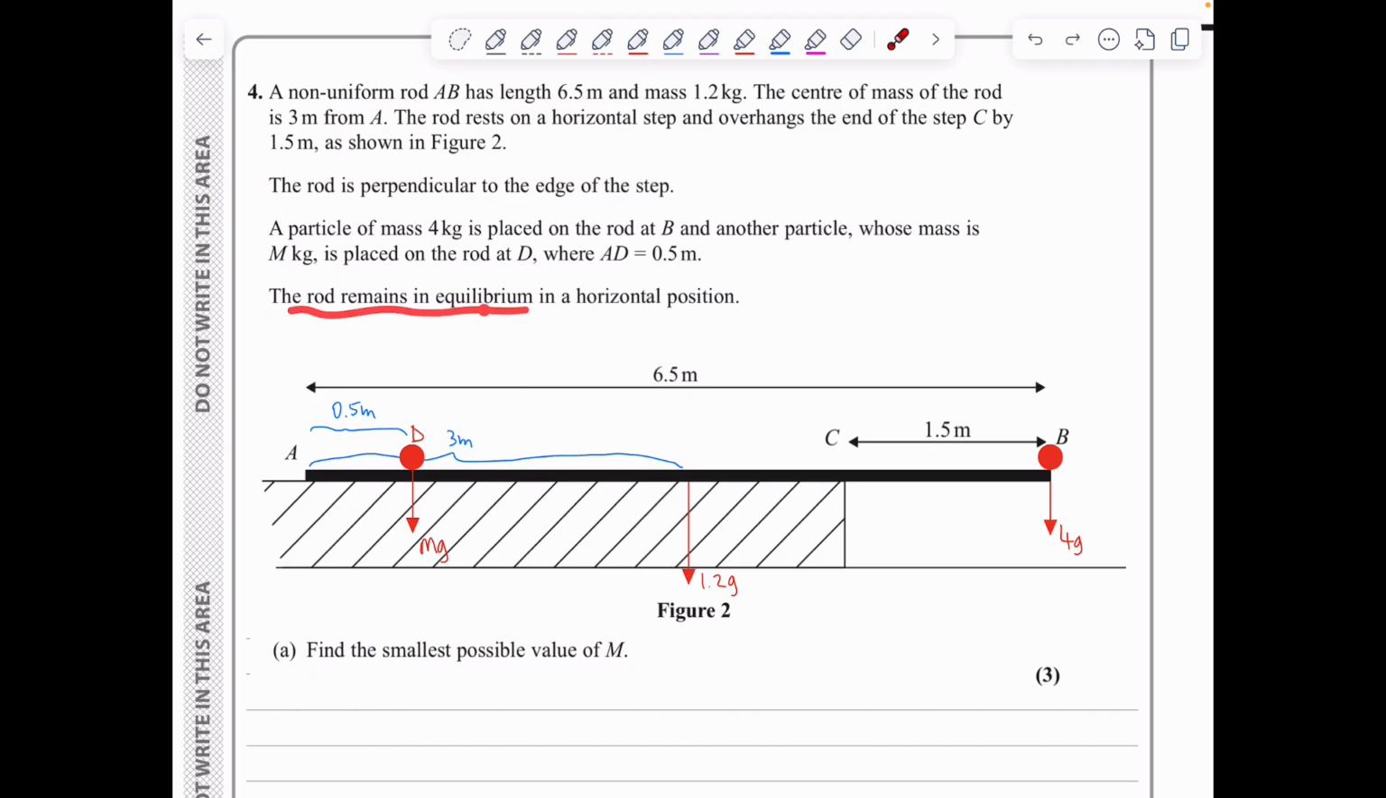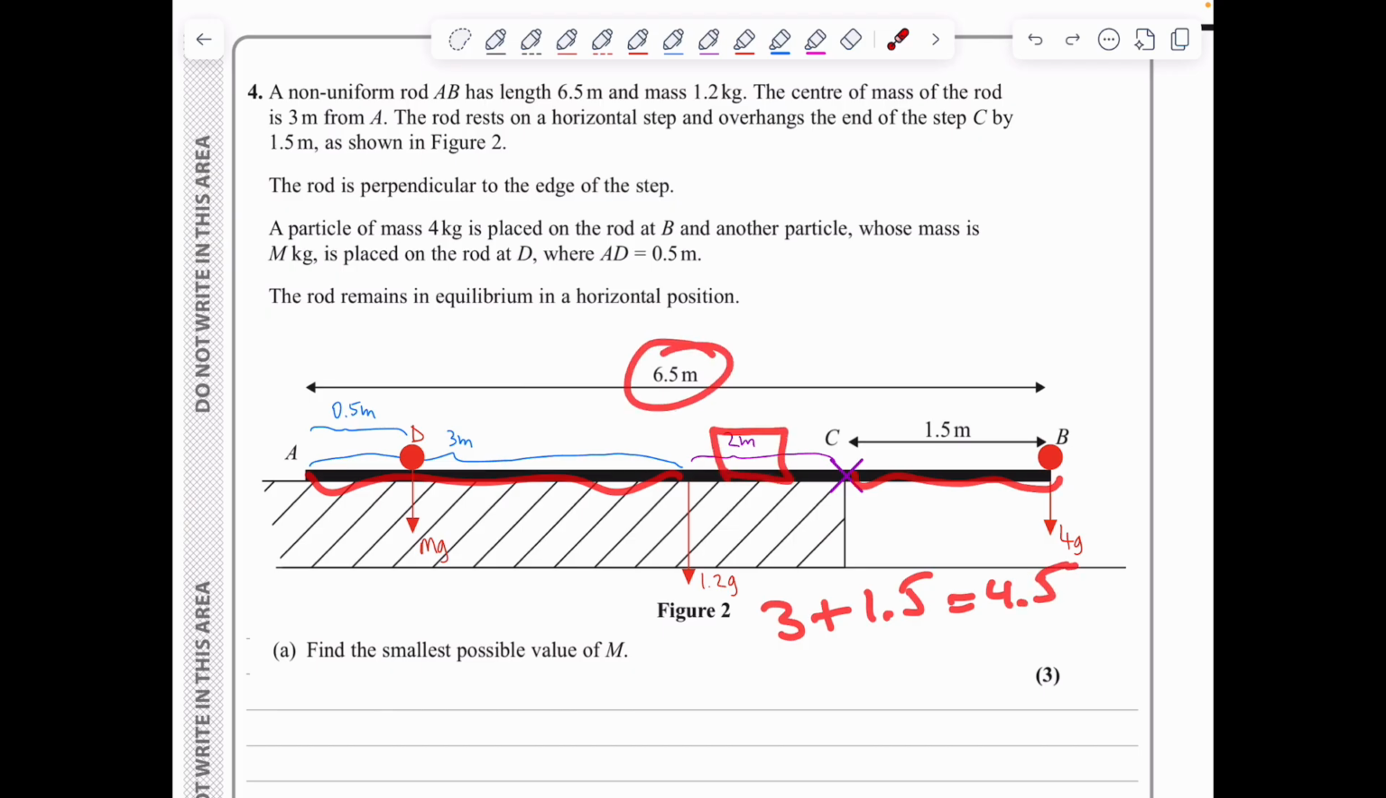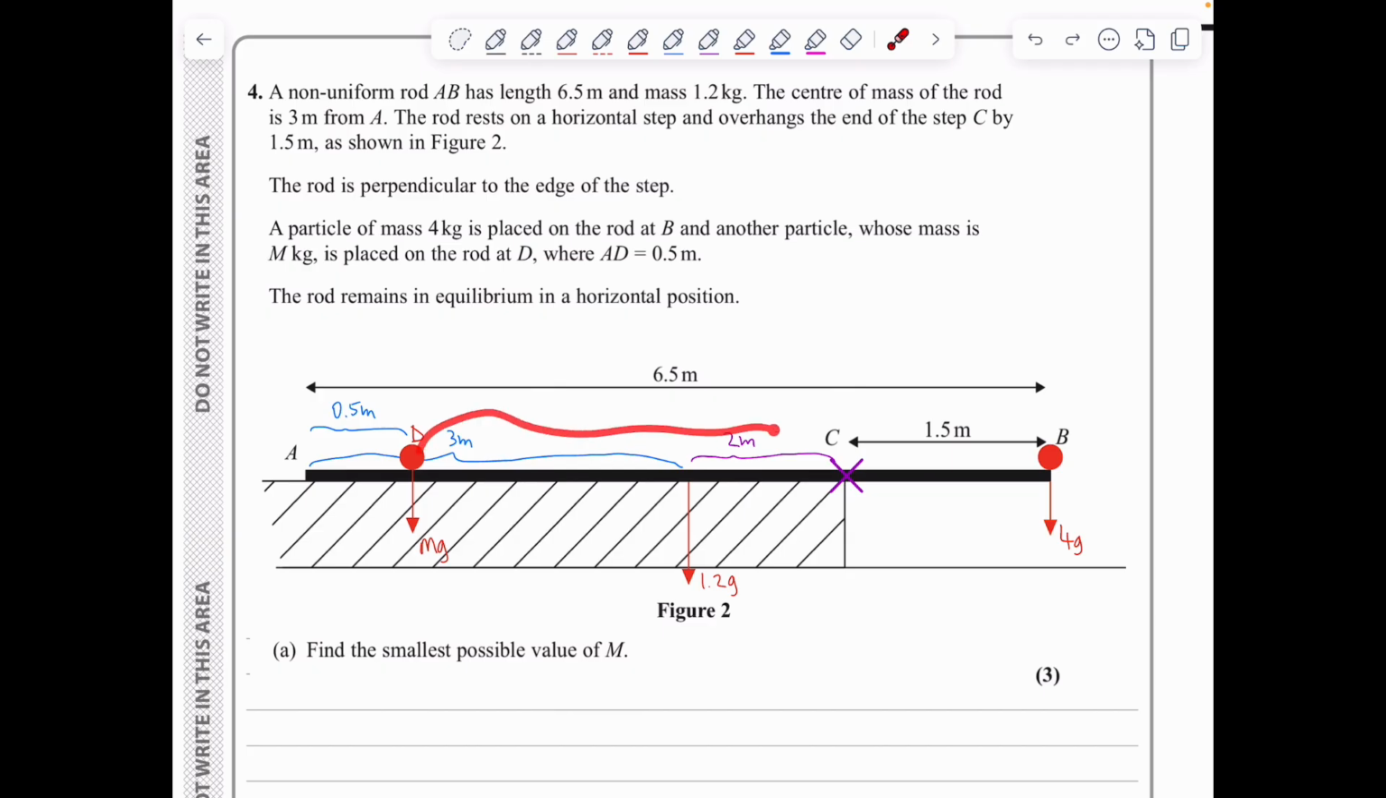Now the rod remains in equilibrium in a horizontal position, and to determine the smallest possible value of M, we need to consider the scenario where this rod is about to tilt about C. So if I consider C here to be the point of interest, the distance of the center of mass up to C is going to be 2 meters, because this is 3 meters, this is 1.5 meters. So 3 plus 1.5 is 4.5. If I deduct this from 6.5, I get the 2 meters. And then the distance of D from C, this distance here, is 4.5 meters.